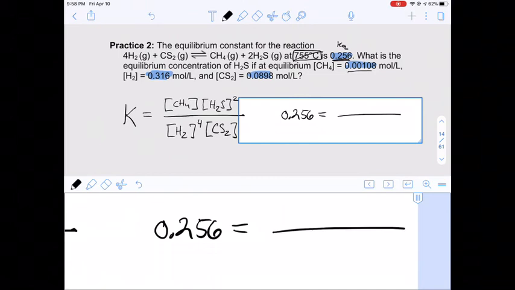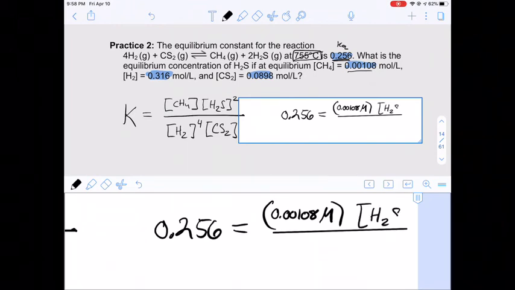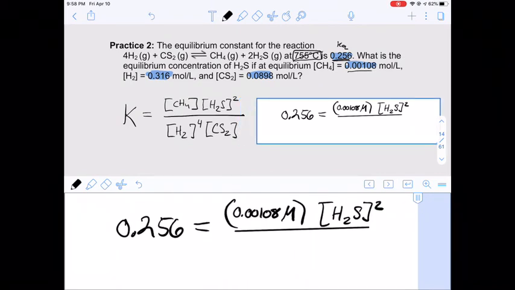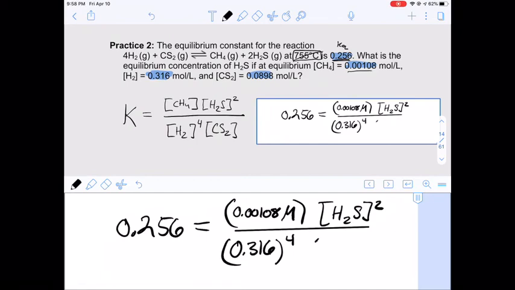I'm going to replace any other values I have. So I do have a CH4 value, 0.00108 molar. And I don't have an H2S value. And this is going to be a bit of a problem later because I have that square in there. And then I have a 0.316, and that's going to be raised to a power of 4. So make sure you know how to do that on your calculator. And 0.0898, and that has no power.